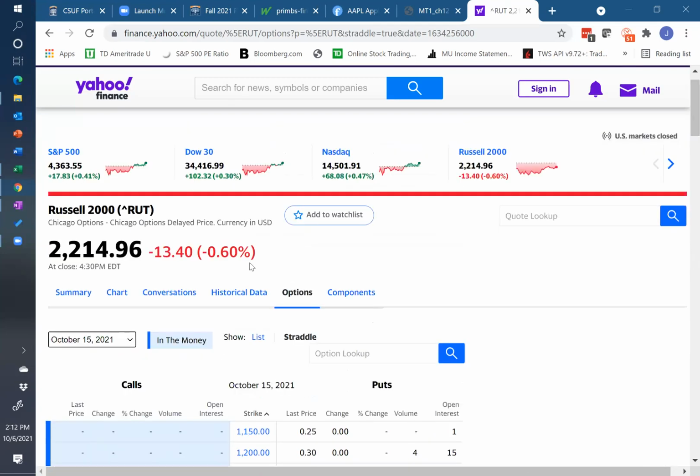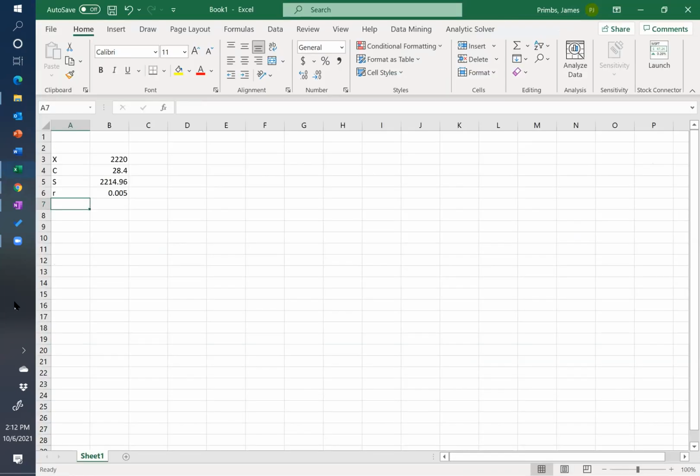I'm going to have to approximate this. October 15th, what is it today? It's about a week and a half. Okay, I'm going to approximate this. You should do number of trading days, but let's do a week and a half. And how many weeks in a year? 52. It's better to actually count the days. Exactly. Okay, so let's see what put call parity says.